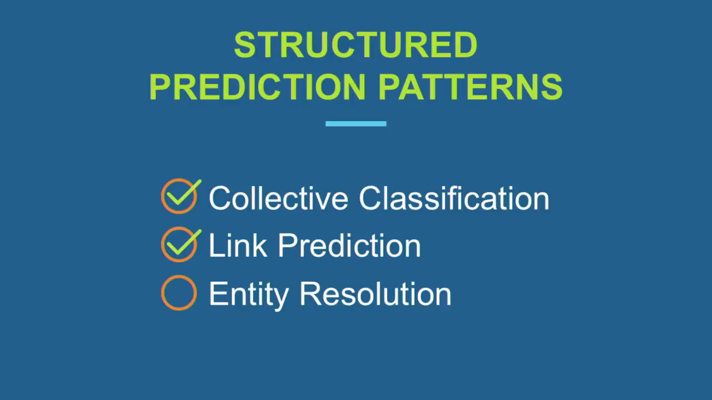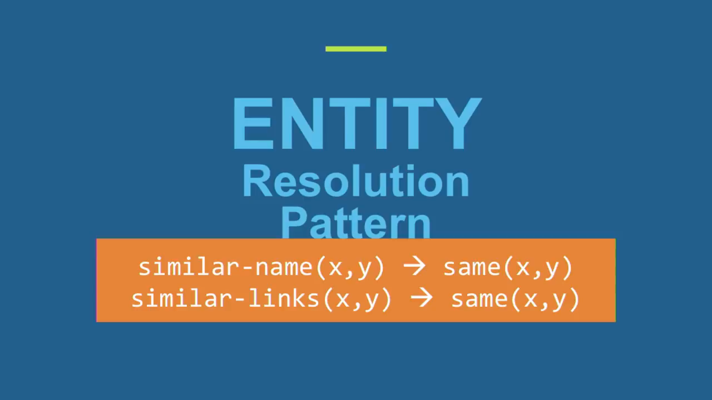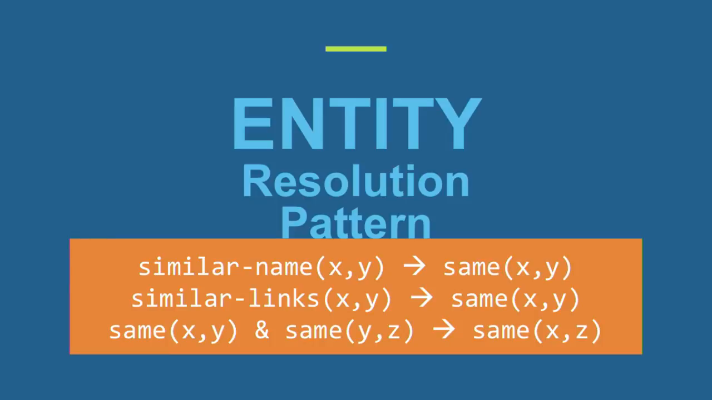And the third pattern that I want to describe is entity resolution. So entity resolution is the problem of figuring out when two nodes refer to the same underlying entity. And the pattern for this, again, we use some local information in terms of how similar things are, how similar their names are, how similar their structure is. But then the interesting thing is there's kind of two different settings in terms of the collective rules that you can have. One is a kind of transitivity, where I'm saying, well, if x and y are the same and y and z are the same, then x and z are the same.